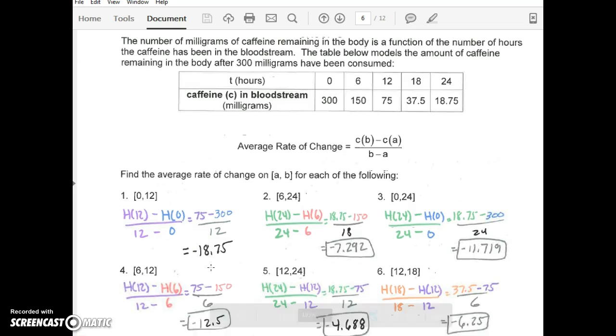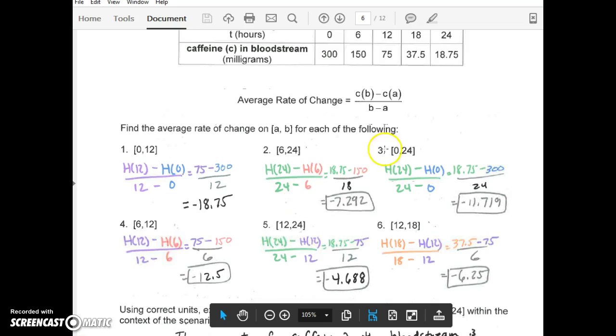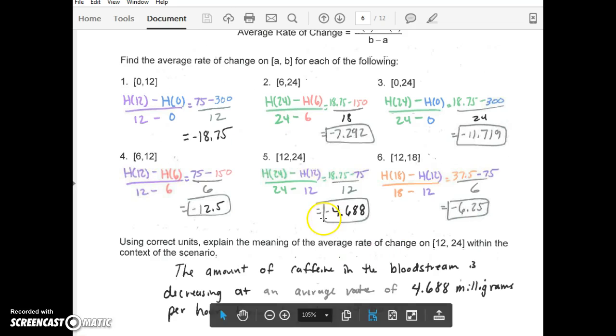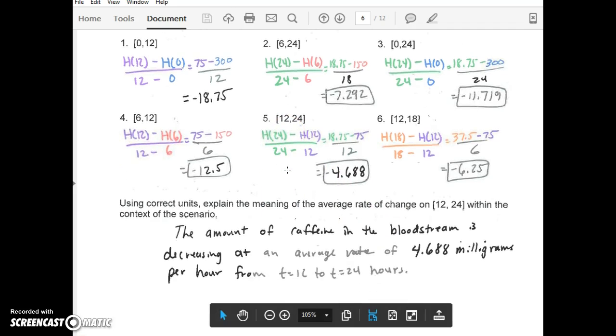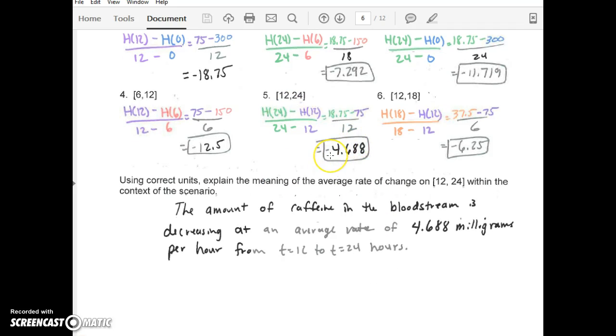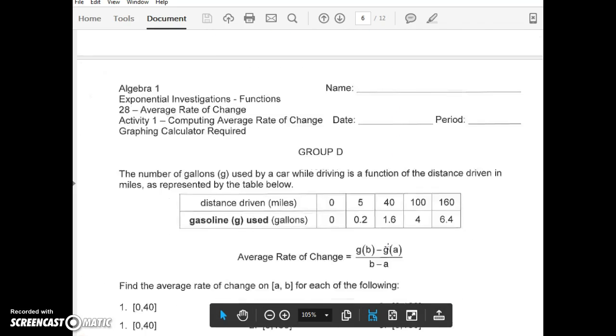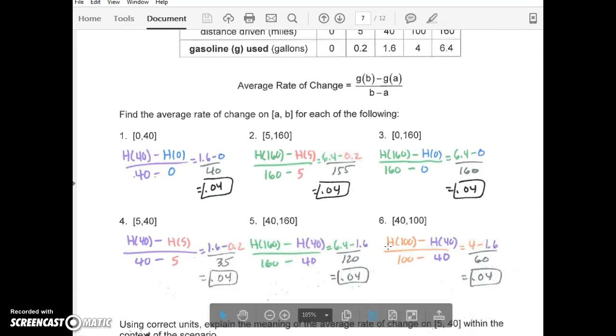Now, based on my answers here, I'm expecting that this is an exponential function because all of the different intervals give us different average rates of change. Once again, we know it's a negative, so that means that our value is decreasing. On the next question, we're looking at the 12 to 24 interval. Since it's negative, we know it's a decreasing average rate, and our units in this case are hours. And there's another one. This one happens to be linear because all the values are the same.